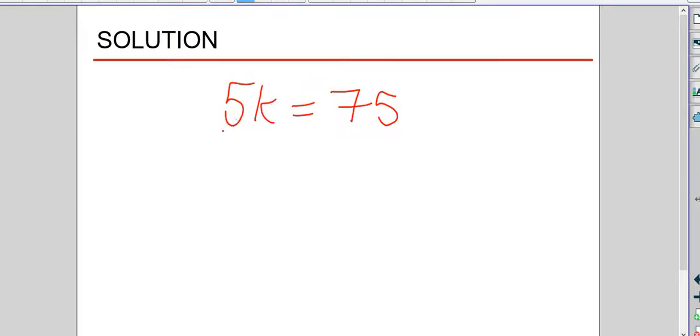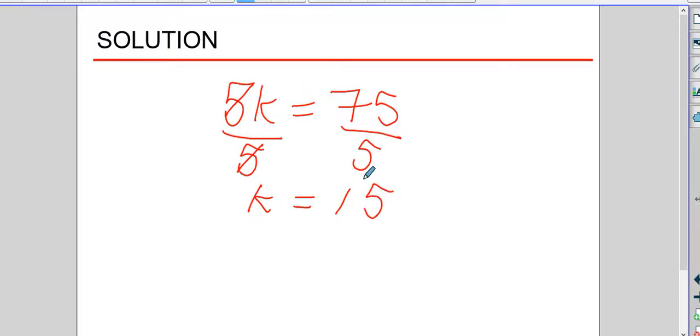So what I'm going to do is divide everything by 5. If I divide on this side, I have to divide on that side. 5 divided by 5 is equal to 1. So we just have 1k. 75 divided by 5 is, what is that, 15? I should have a calculator ready. Let's see. 5 times 5 is 25. 5 times 1 is 5 plus 2 is 75. There we go. Okay, so k is equal to 15.